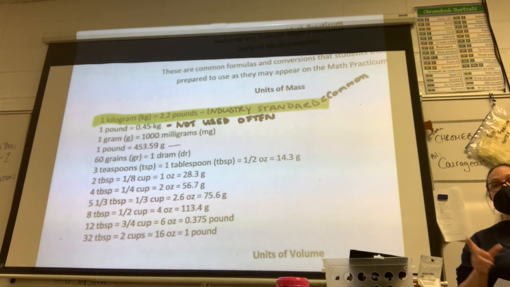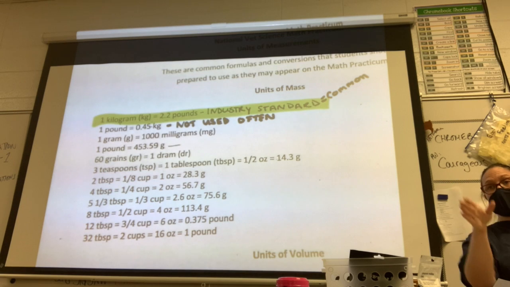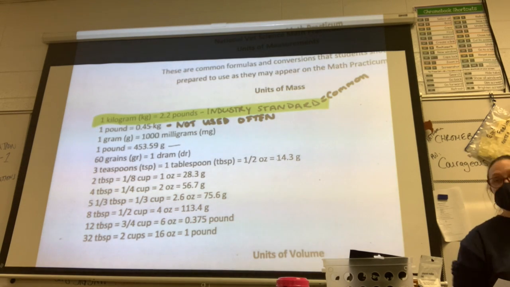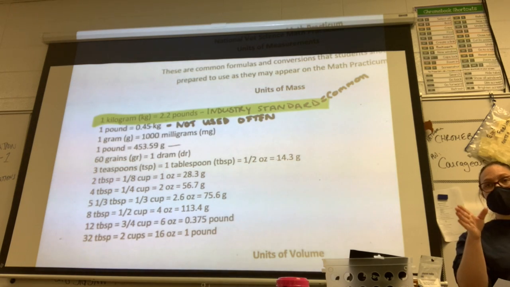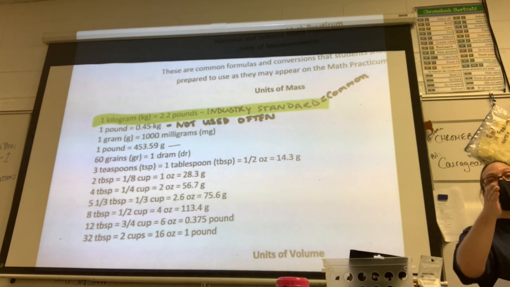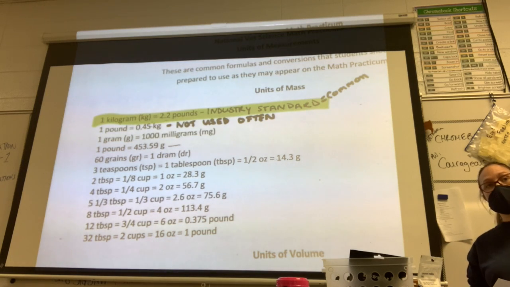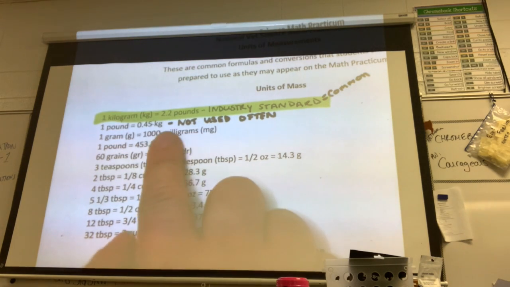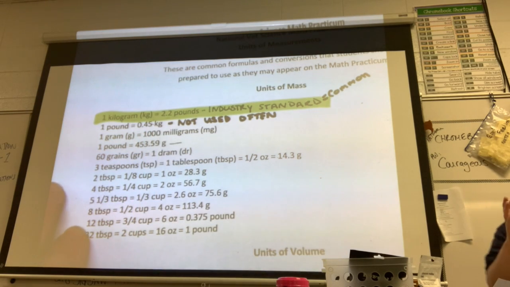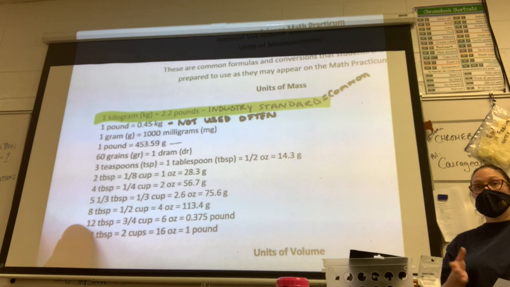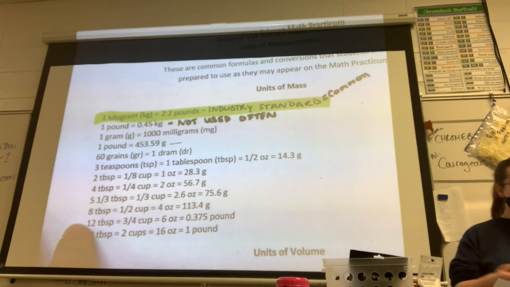My medication doesn't always tell me how much medicine to give per kilogram of animal. So then I have to convert it. My medicine may not always tell me how much medicine to give per pound of animal, so I need to convert it, right? So you will very often use this 1 kilogram is equal to 2.2 pounds. You'll end up memorizing this because we'll use it so often.